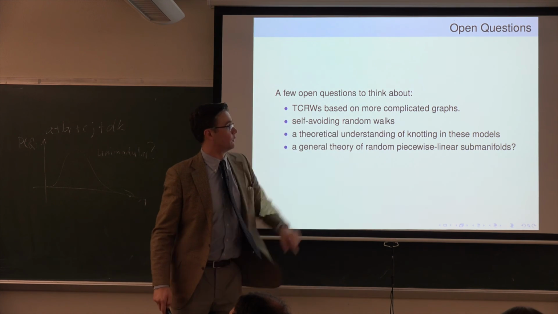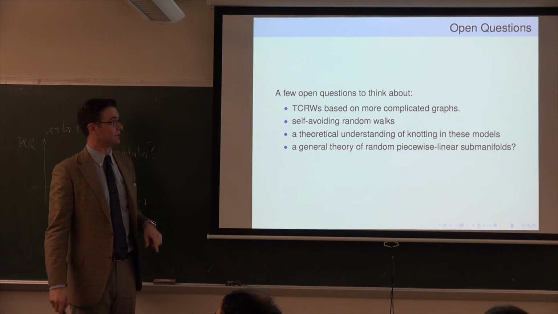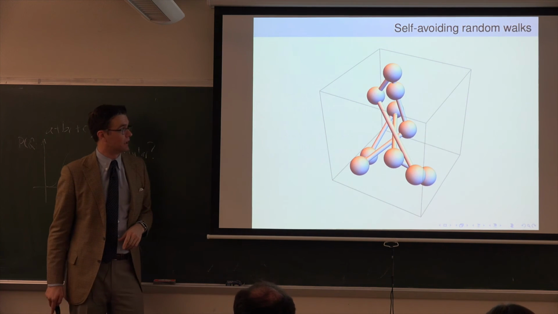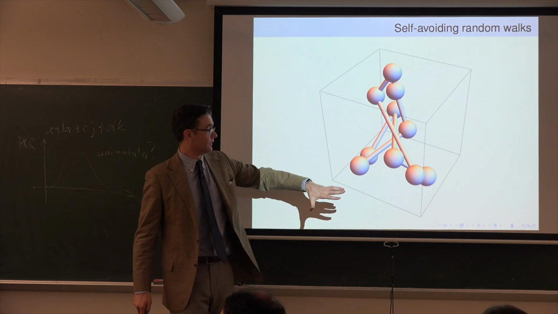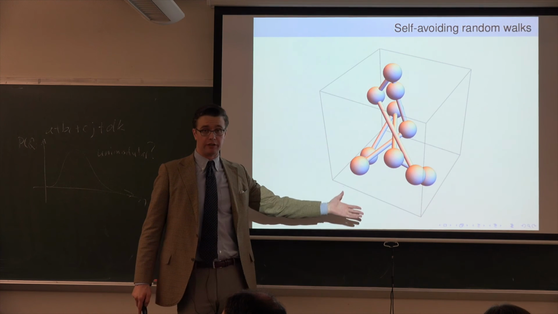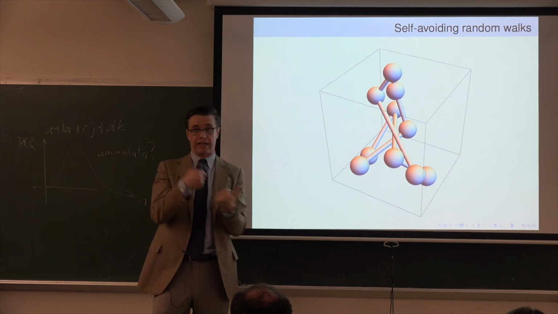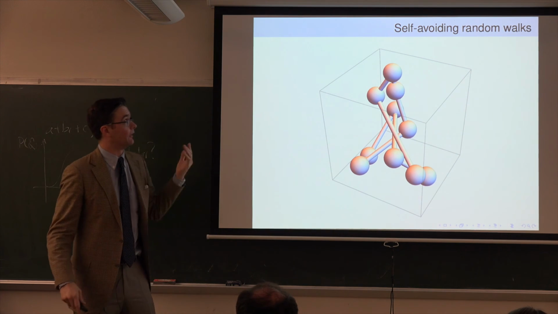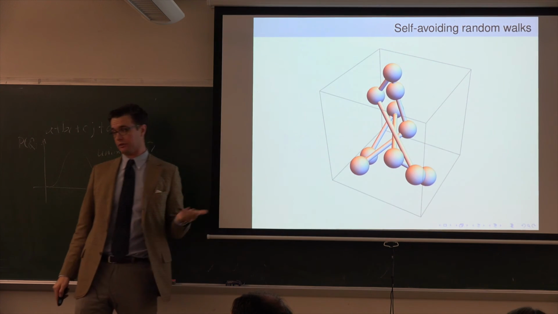So this business about self-avoiding random walks comes back to the question that was asked near the beginning, which is, well, in fact, real polymers have excluded volume constraints. Two vertices aren't allowed to intersect each other. Two edges aren't allowed to intersect each other. How do you incorporate that into this whole story?